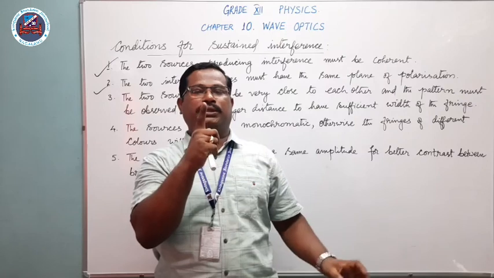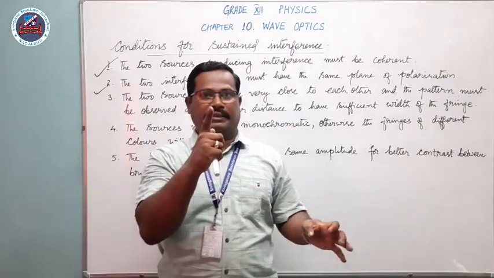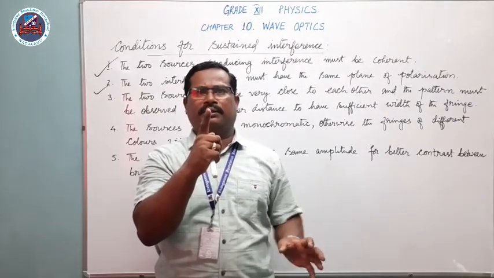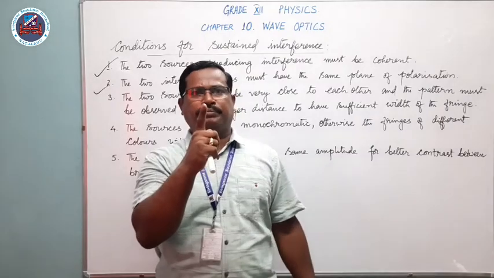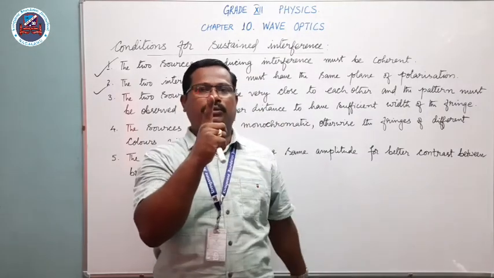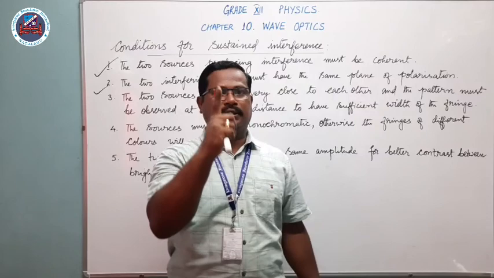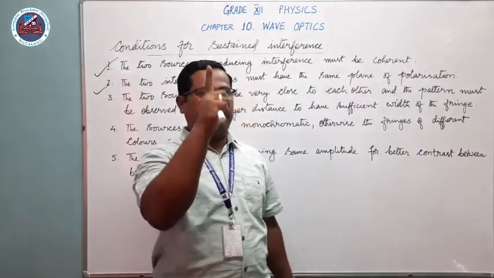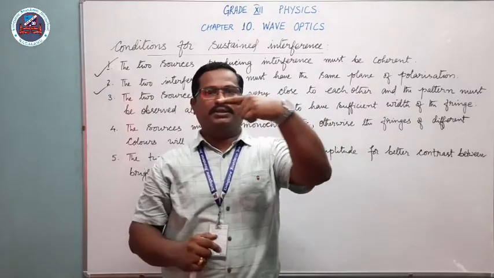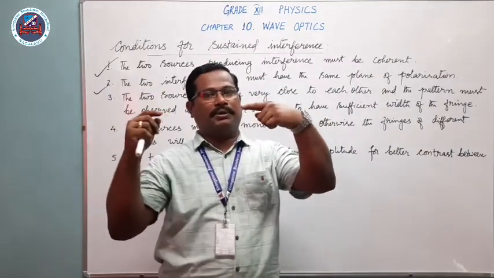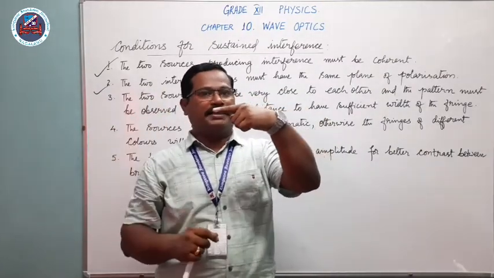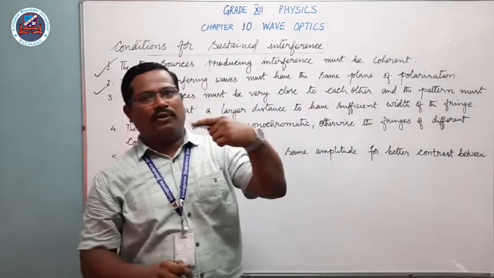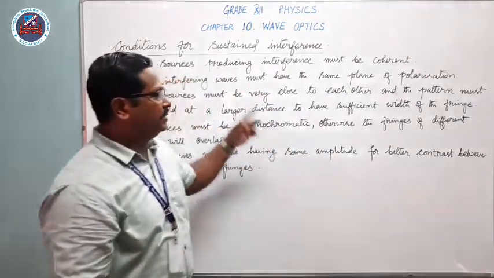To remove it, we use Polaroids. They are made of tourmaline crystal, or we can make them artificially as well. So if one of the field vectors is removed, the intensity becomes less. That means one plane of vibration only must be present, either this one or this one. So the two sources coming out from S1 and S2 must have the same plane of polarization to obtain sustained interference.